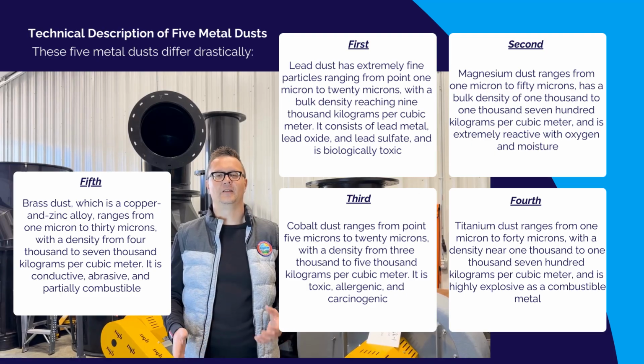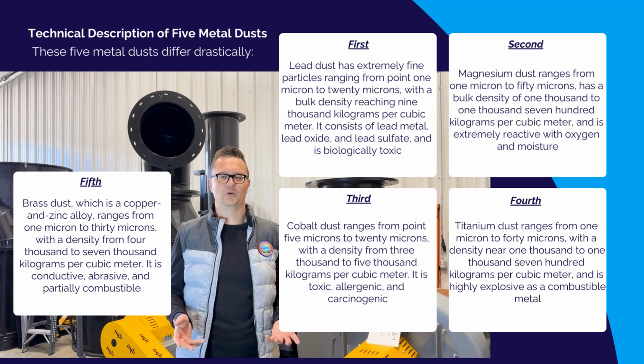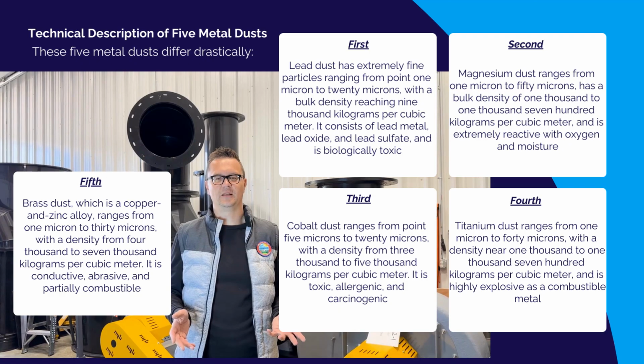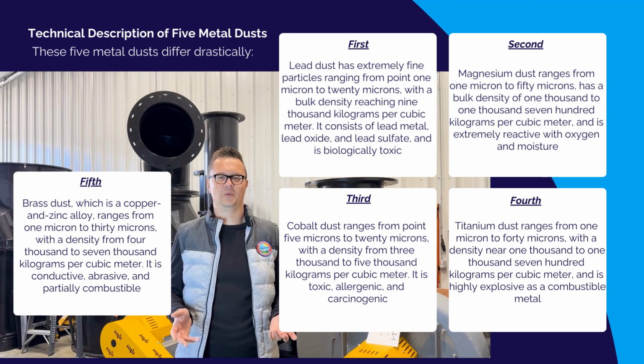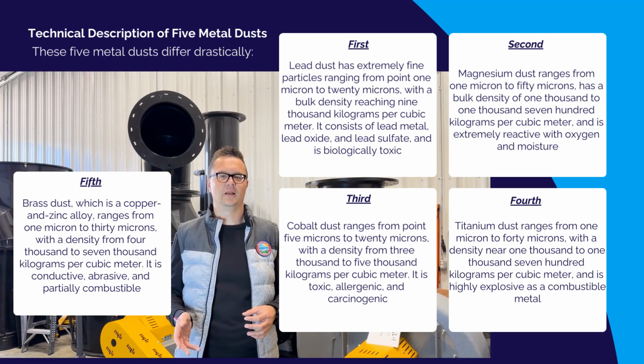These 5 metal dusts differ drastically. First, lead dust has extremely fine particles ranging from 0.1 micron to 20 microns, with a bulk density reaching 9,000 kilograms per cubic meter. It consists of lead metal, lead oxide, and lead sulfate, and is biologically toxic. Second, magnesium dust ranges from 1 micron to 50 microns, has a bulk density of 1,000 to 1,700 kilograms per cubic meter, and is extremely reactive with oxygen and moisture.